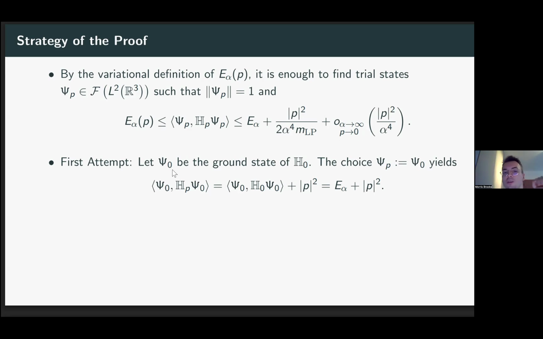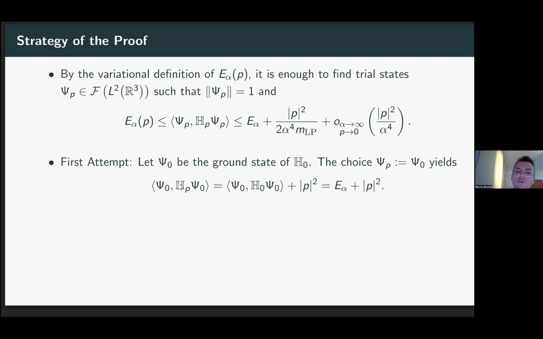Psi subscript 0 should always denote the ground state of the zero fiber Hamiltonian. The most naive modification of the ground state is to do no modification. So my modification is to say psi of p is the unmodified psi 0. Okay, it's a valid definition.